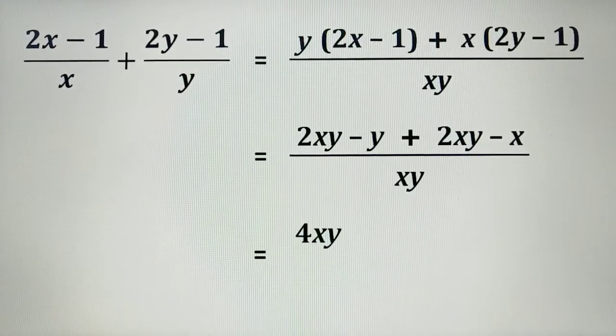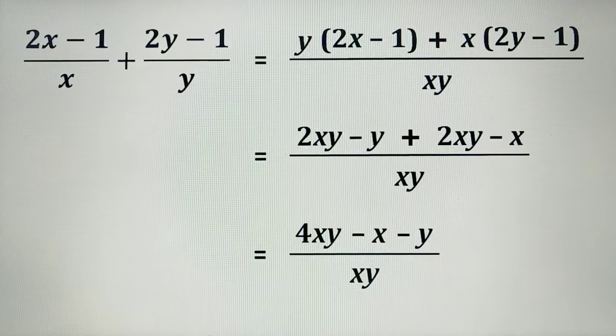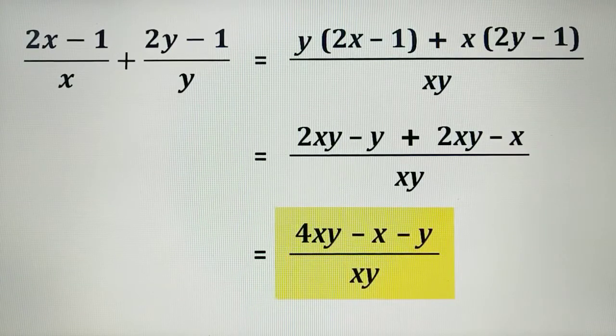So we have 4xy. Then we will just copy negative x, negative y. We will arrange the variables here. Then copy the denominator. This is now our answer, 4xy minus x minus y all over xy. This is already written in simplest form because the expressions in the numerator and in the denominator have no common factor.